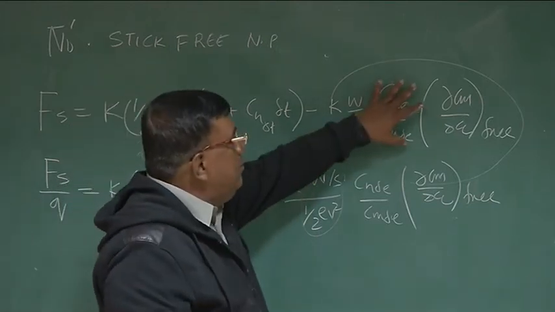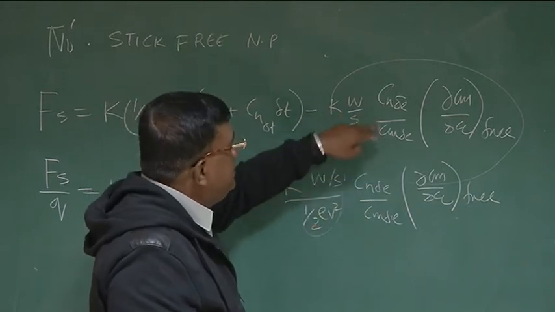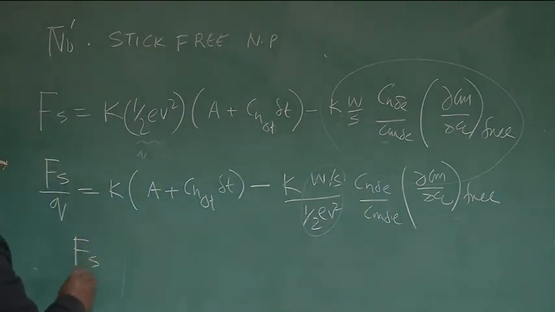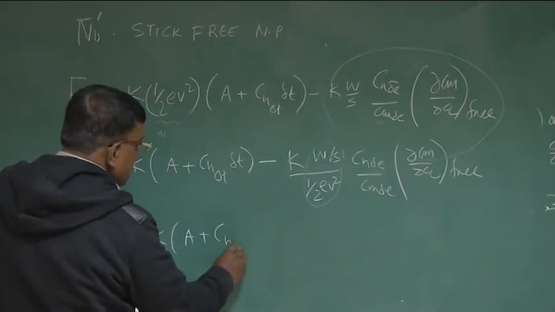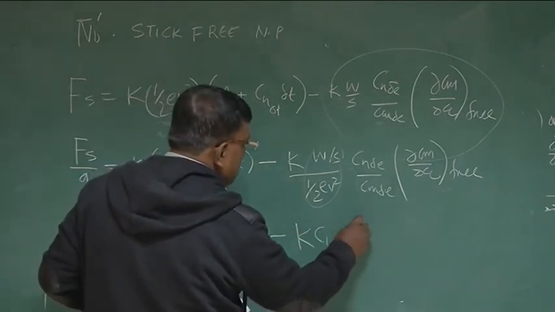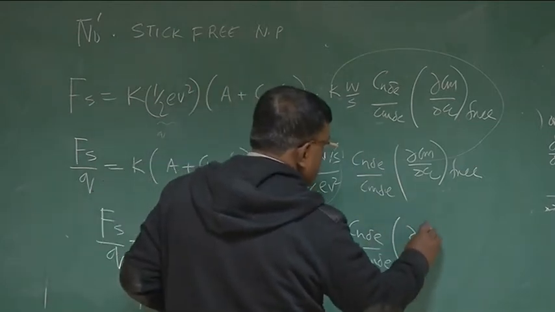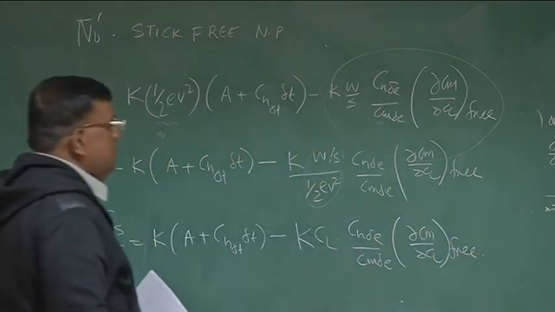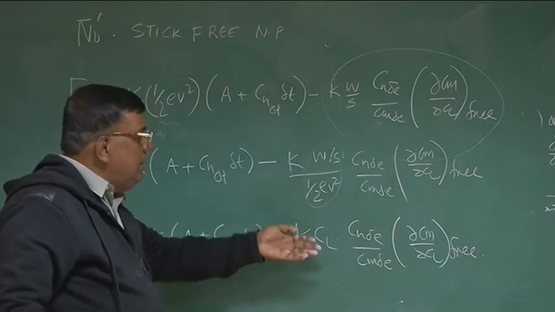I have divided this term also by half rho V square. So K W by S divided by half rho V square, Ch delta E, Cm delta E and so on are there. So this I can write as Fs by Q equal to K (A plus Ch delta T into delta T) minus K Cl into Ch delta E by Cm delta E into dCm by dCl free. No issues, because W by S divided by half rho V square is nothing but Cl.